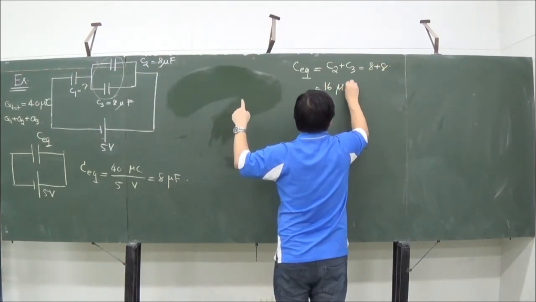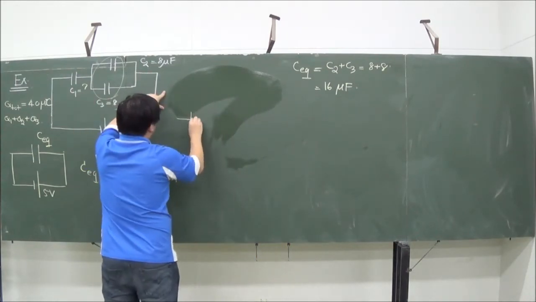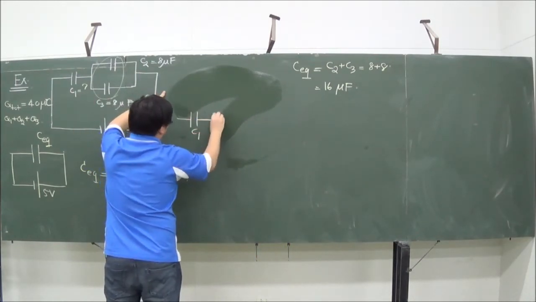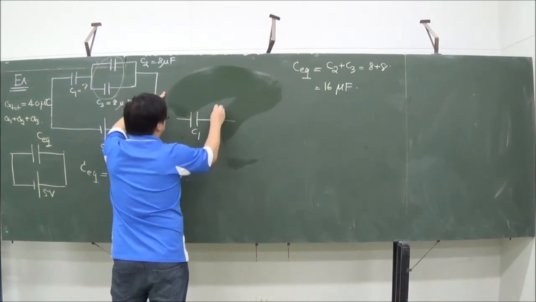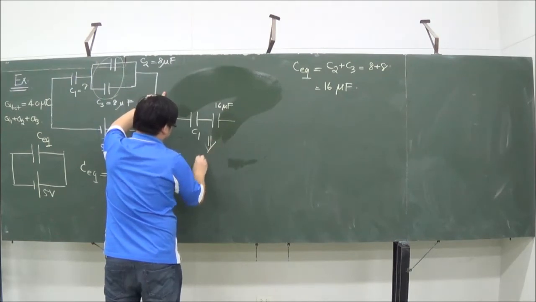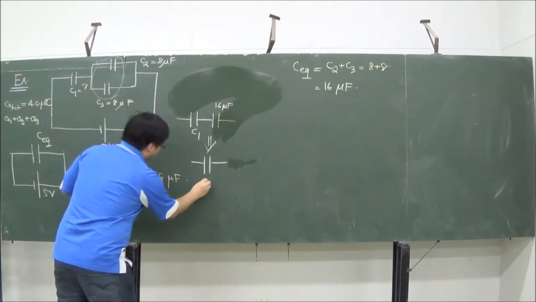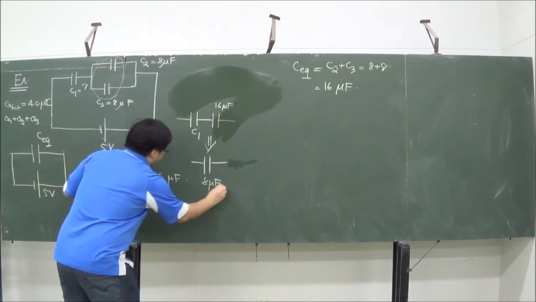So you get 16 microfarad. So now the system here becomes C1 connected in series with this 16 microfarad. And this system will turn into the equivalent capacitance of 8 microfarad.